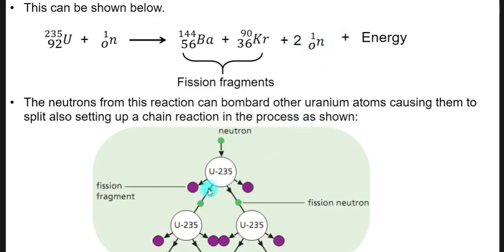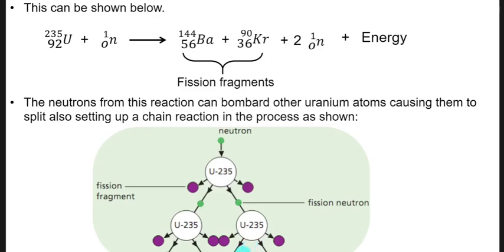Then these neutrons can still go and bombard other uranium, and when one goes here, it again splits into nuclear fragments. Also this neutron here, which is called the fission neutron, can bombard another uranium, and this one also splits, producing fission fragments and releasing 2 neutrons. These 2 neutrons can still bombard other uranium nuclei, producing more energy and other neutrons.